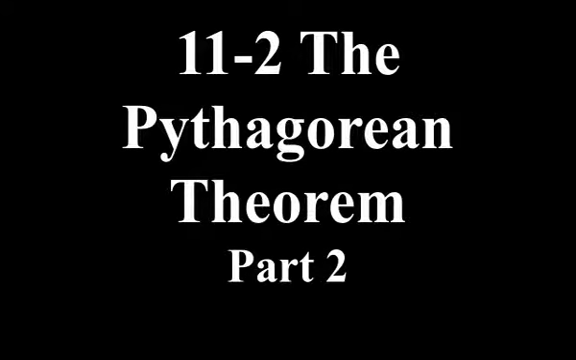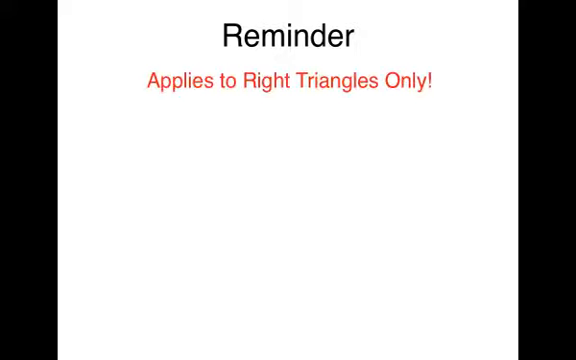11-2, the Pythagorean Theorem, Part 2. Okay, just want to do a quick reminder here. Remember, this only works with right triangles. So do not attempt this with other types of triangles. Nausea, vomiting, stomach cramps may ensue.